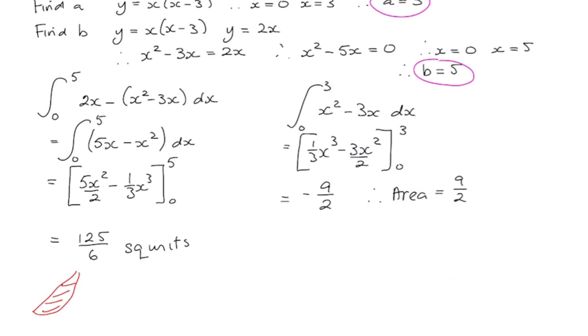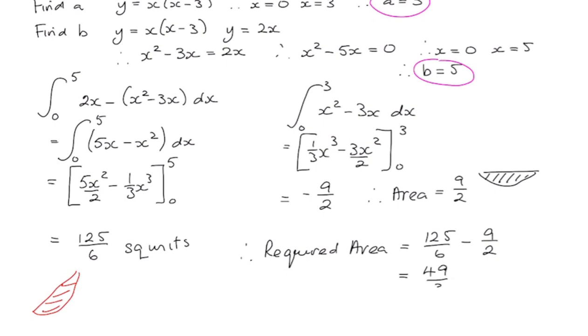And that area, I'll draw it in black because I've got my black pen out, is that bit. Therefore, the required area is 125 over 6 minus the 9 over 2, which ends up being 49 over 3 square units. And that is the final answer. Now again, you could have done it different ways by splitting things up, but it's always a good idea to try and do it as efficiently as possible.